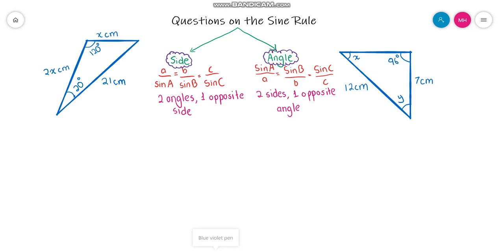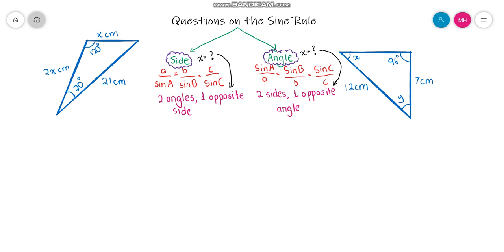And we said that in order to calculate a side, we need to know at least three things. You need to know two angles and one of the opposite sides of that angle. And for an angle, it's the same thing, but opposite. So you need to know two sides and an angle, and that angle must be an opposite angle to one of the sides.